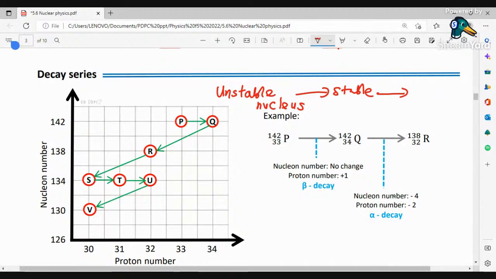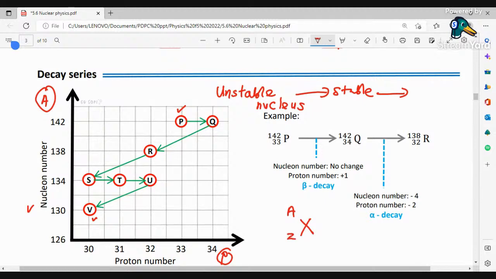For example, initially ialah elemen P. Berapa kali dia decay sini? Boleh nampak? 1, 2, 3, 4, 5 sampai 6 kali decay. Okay, sampai 6 kali decay. Akhirnya jadi B kat sini. So this graph showing decay series. This one you can see the y-axis ialah nuclear number A, and then this one is proton number Z. Ingat balik nuclide notation, element X, nuclear number A, proton number Z.